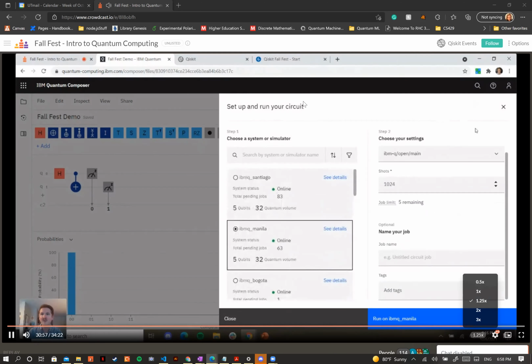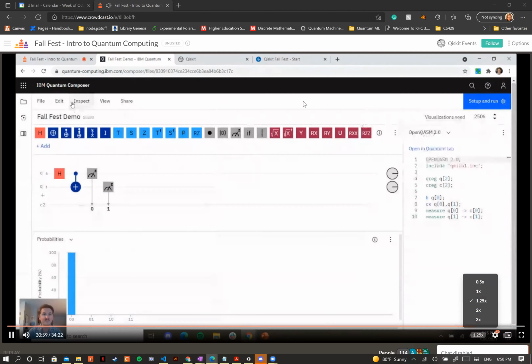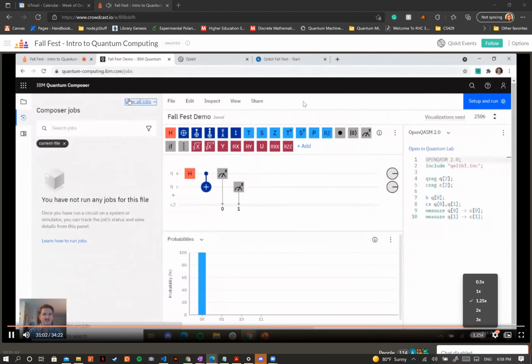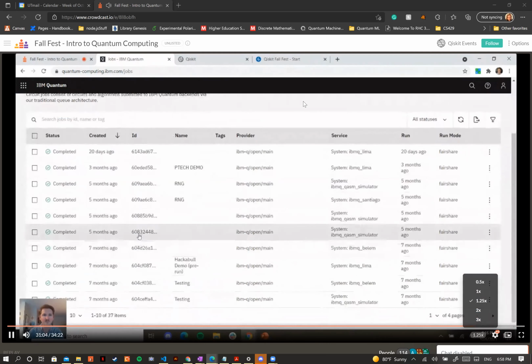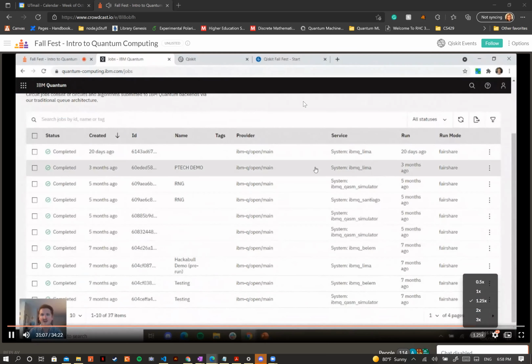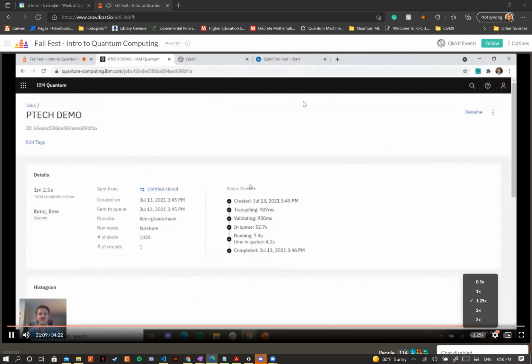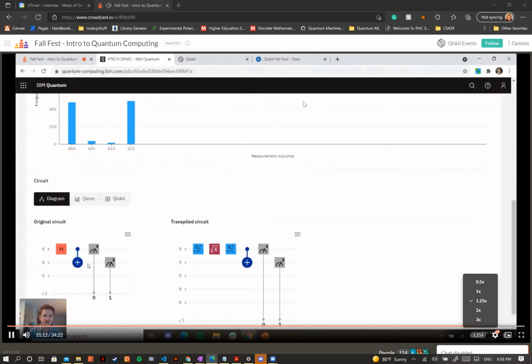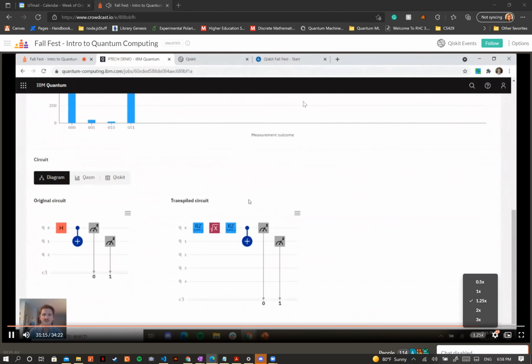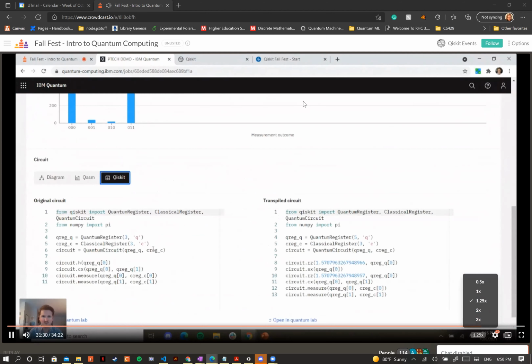All right, so I'm not going to run it live because we're recording. Instead, I'm going to go through and show you some of the other results I've run previously. So here's one that I ran on IBM Lima, which is one of our real systems. And I ran that exact same circuit. You can see it right here. This was my original circuit. So the transpiled circuit, this is what our IBM computers did to what I created in order to make it run properly on our systems. We can go more into depth about that later, but you can also look at the Qiskit code for what I ran. Boom, you can see that right here.